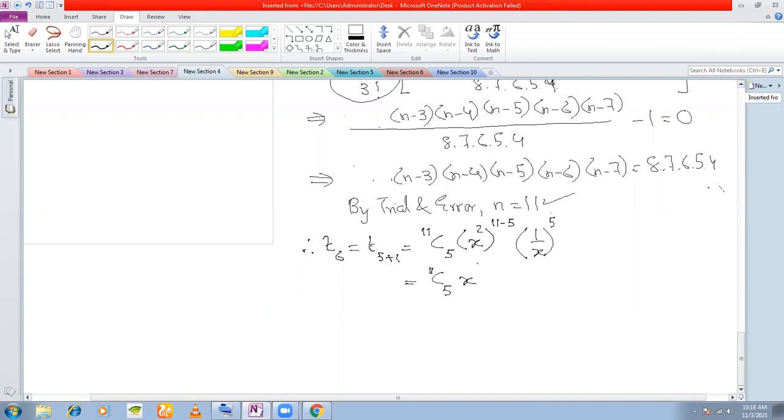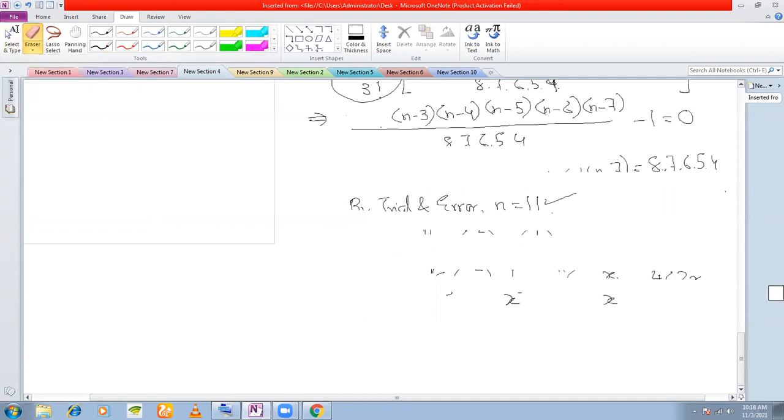into x square to the power of 6 into 1 by x to the power of 5. So this is 11C5 x to the power of 12 by x to the power of 5, which is equal to 11C5 is 462 and x to the power of 7. So this is the sixth term. Any question? No, sir.